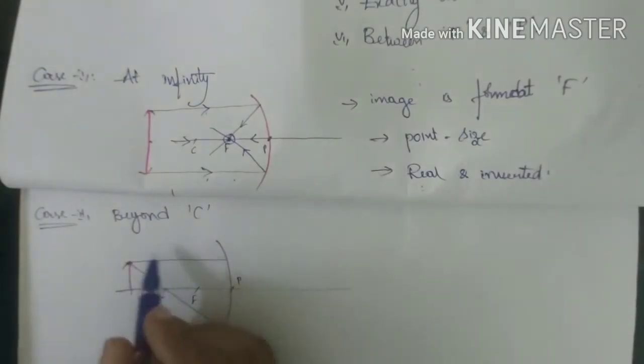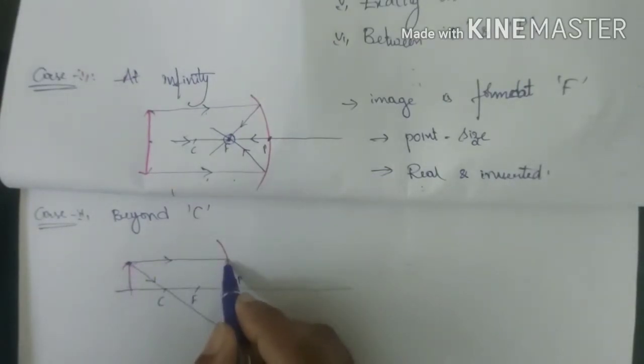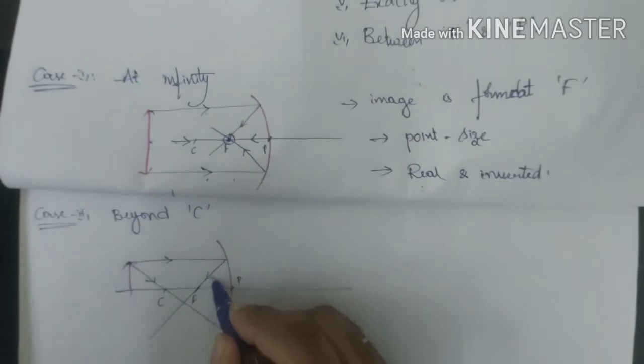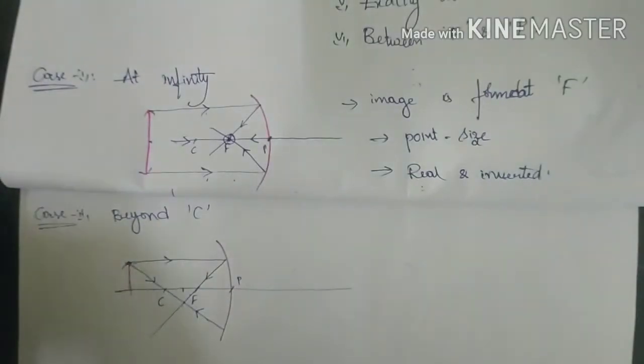So here when we are doing like this, the ray parallel to the principal axis will go in a direction towards the principal focus, whereas the ray through the center of curvature retraces its path, making these two rays collide at this point.